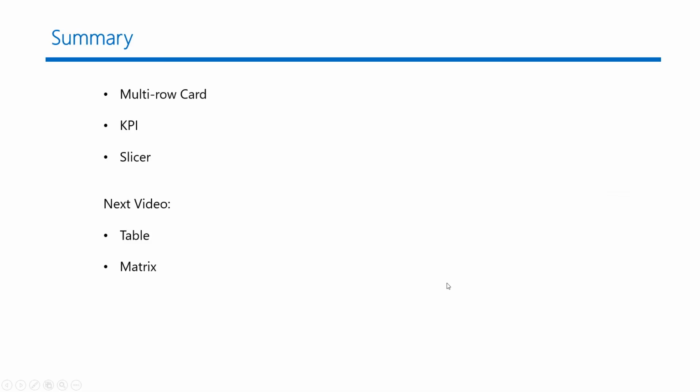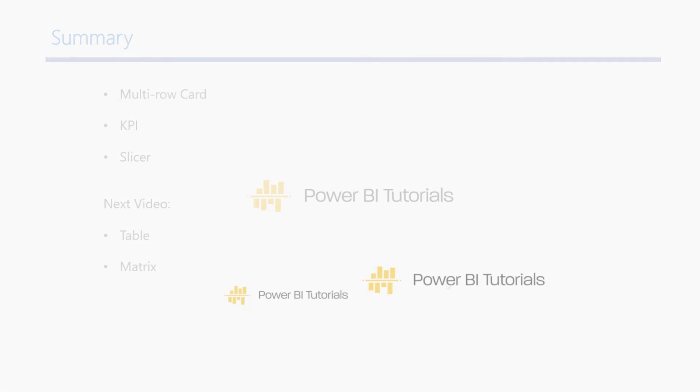So in summary, we have learnt about the multi-row card, KPI and slicer charts, and in the next video we will learn about the table and matrix charts.